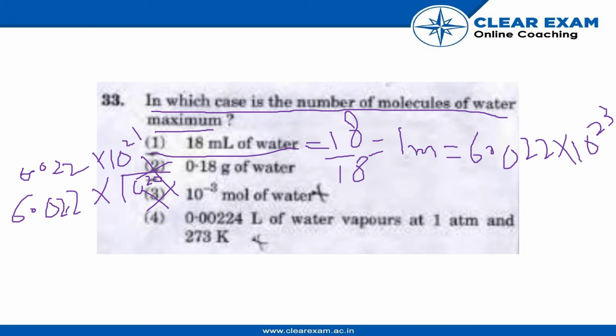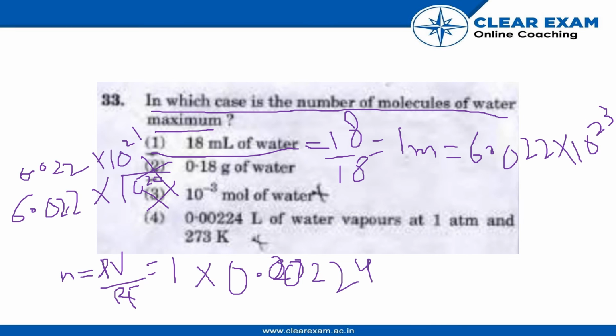And for the last part, 0.0224 liter of water vapor at 1 atm and 273 K. Here we can use n equals PV by RT. So that means that pressure is 1. The volume given to us is 0.0224 upon R. We know the value of R is 0.0821 into the temperature, which is given as 273 K.